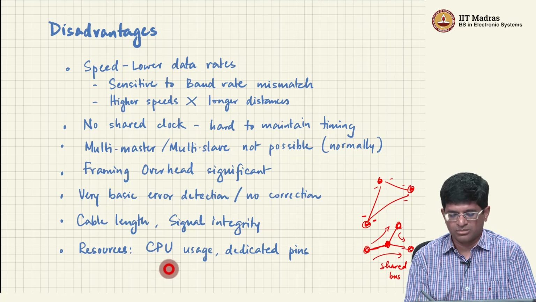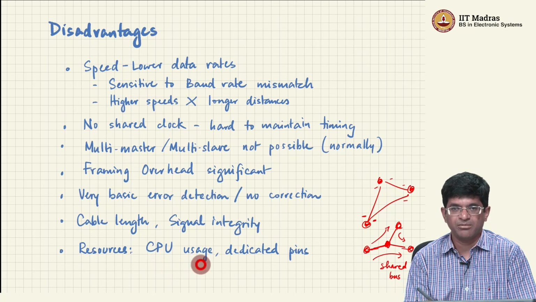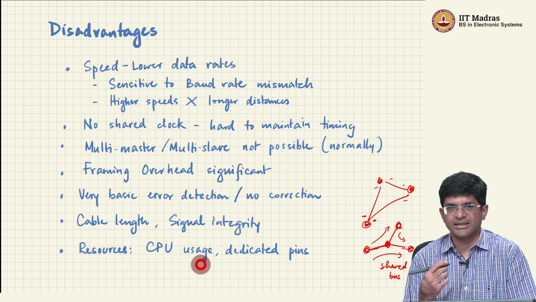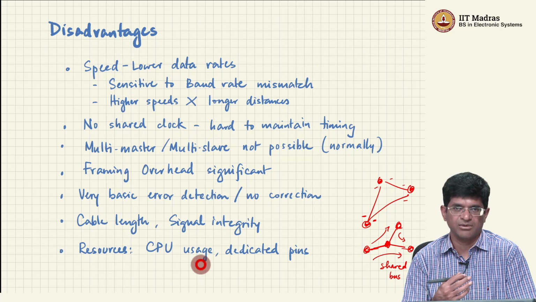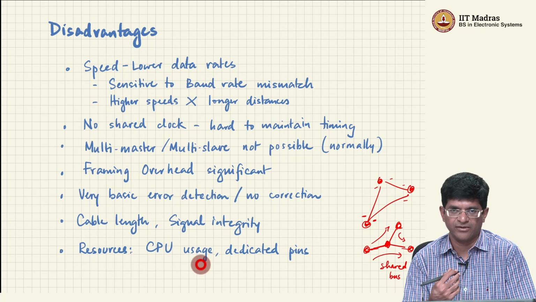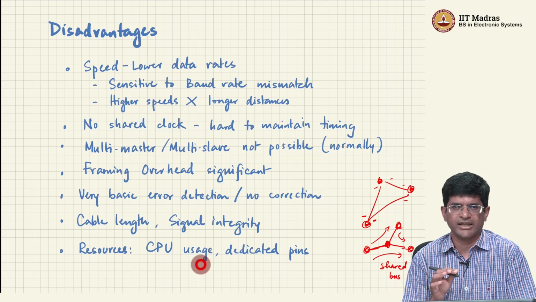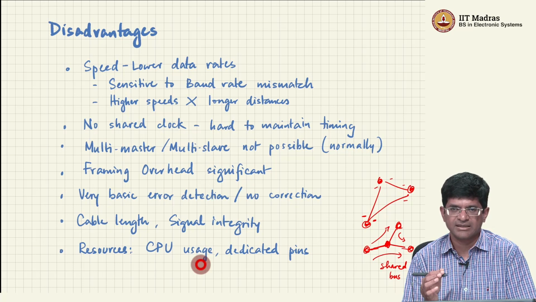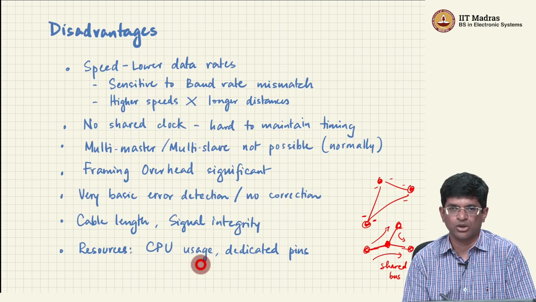So, it is also potentially expensive in terms of CPU usage, meaning that it does not have a very standardized way of handling data without the CPU being involved. The CPU has to be involved in each byte that is being transmitted and received. There are some ways of reducing this slightly using interrupts, but it requires a fair amount of intervention from the CPU, more than what certain other protocols can provide.